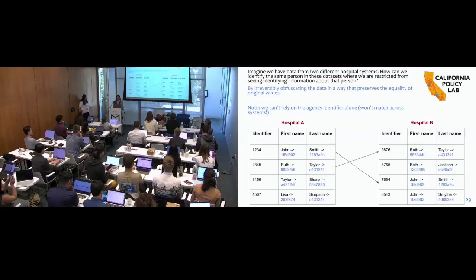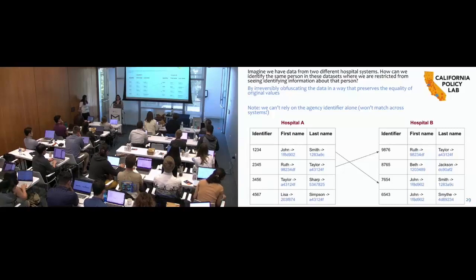And one important note I want to make here is you can see in both Hospital A and Hospital B, we have an identifier column. Oftentimes in administrative data sets, they may come already with an identifier that tells you who is a unique individual in that data set. But since that's not going to be consistent across various systems, we can't use that identifier to match with the other agency. So we rely on the personally identifying information instead.